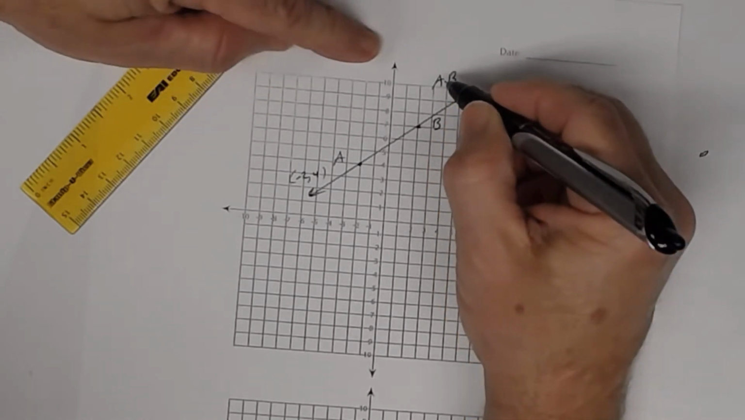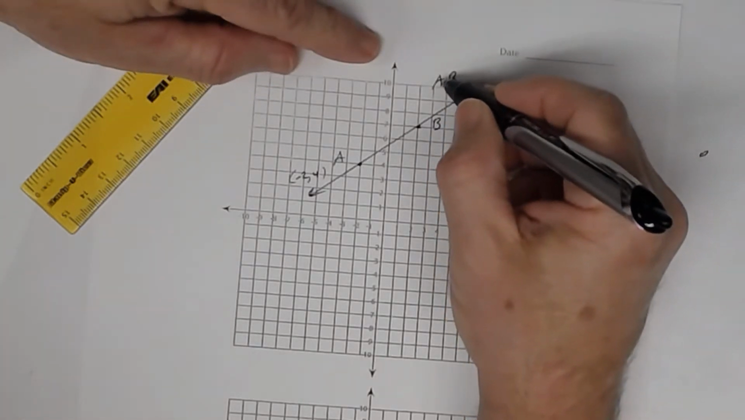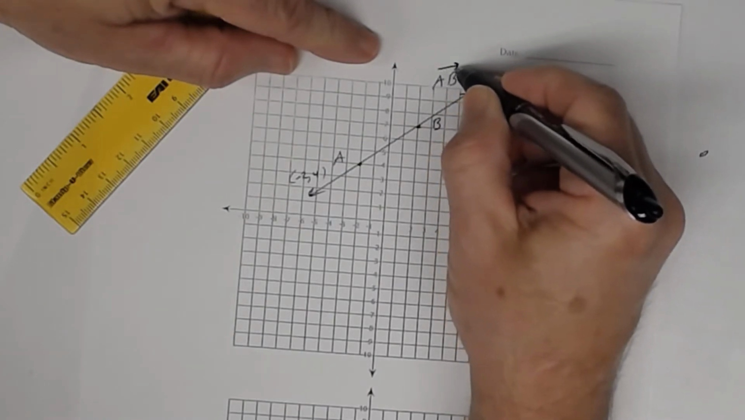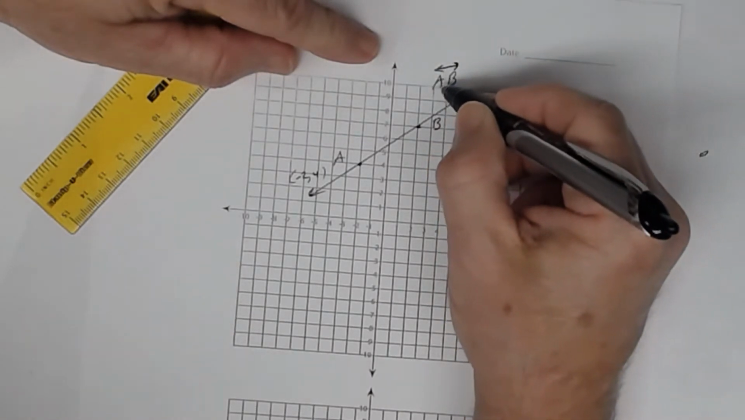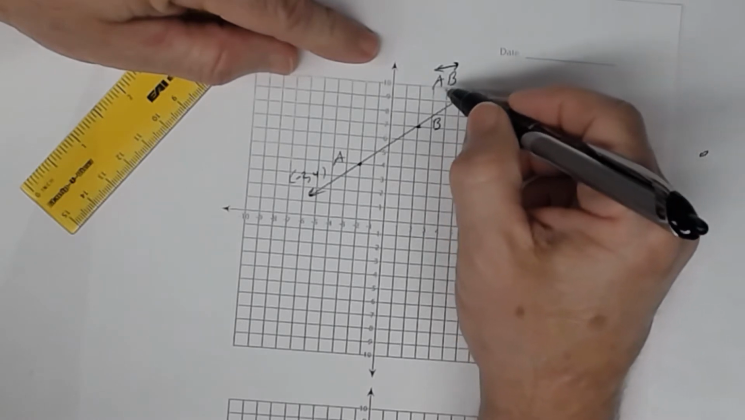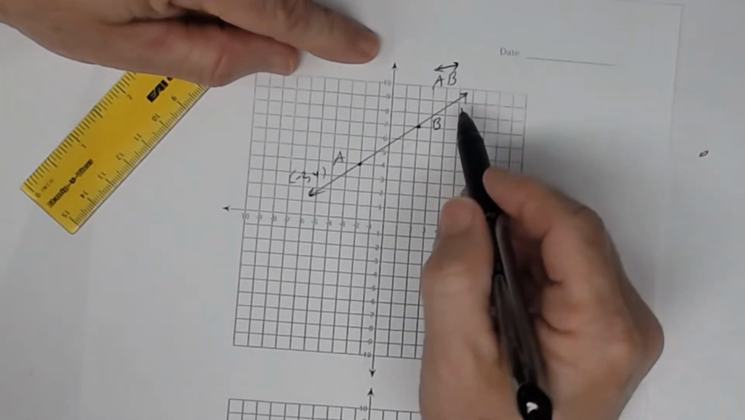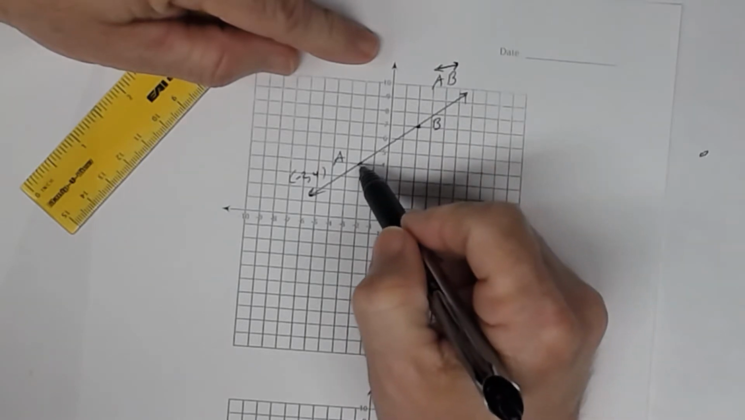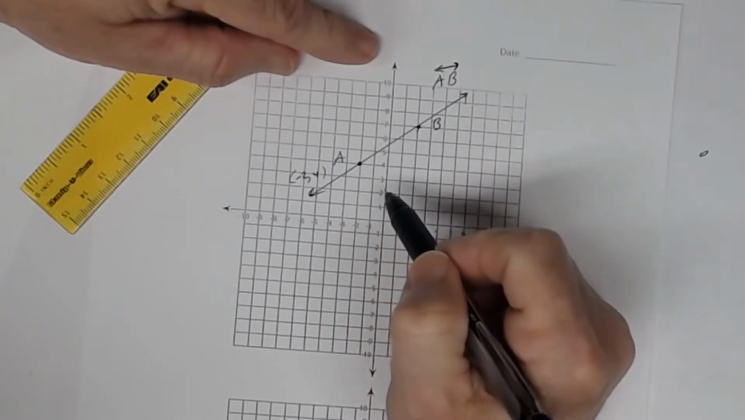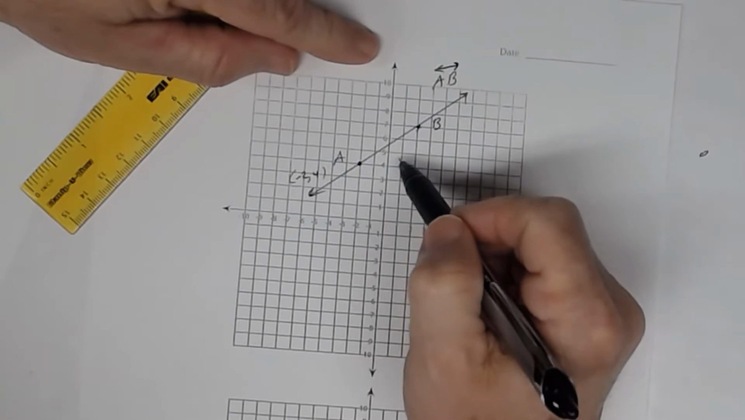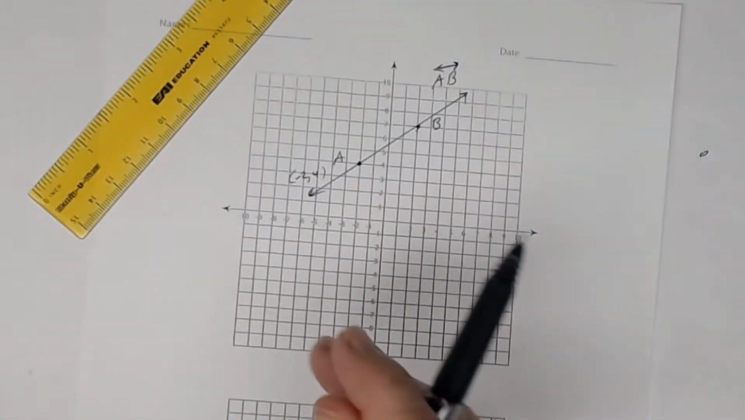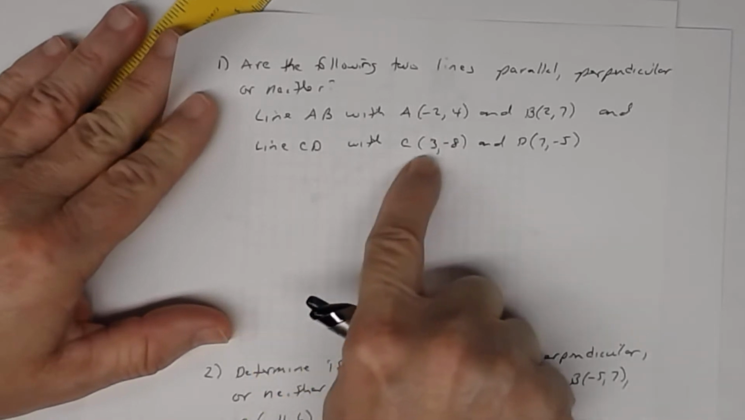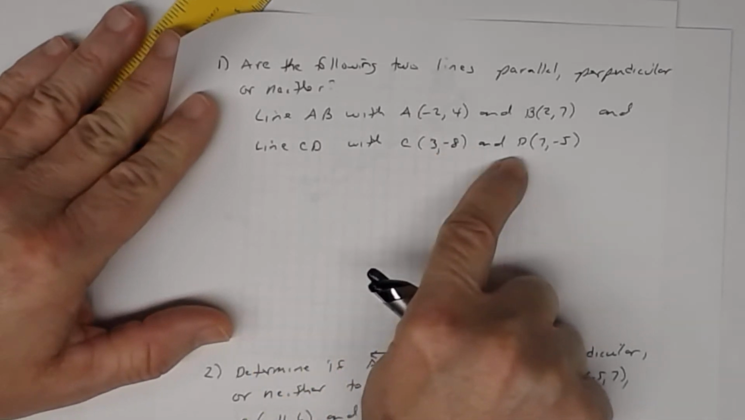The symbol for line, rather than just saying the word line, is the line symbol right above the names A and B, right above the points A and B. So this right here means line AB. Line AB contains the point A and the point B. Okay? And the other line, line CD, contains the point C and the point D.